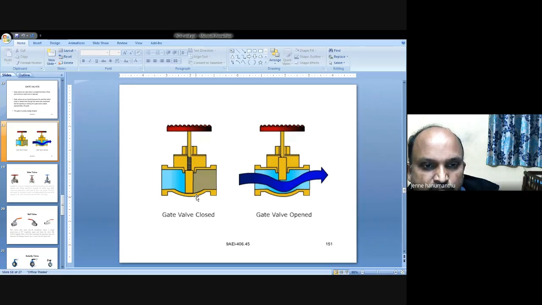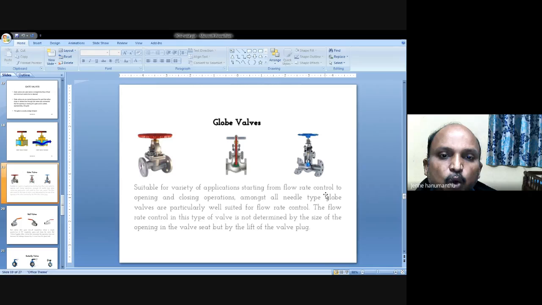When the gate valve is closed, there is no passage. If you open it, see the passage of water. Blue color refers to the passage, but no passage is available when the gate is closed. Observe the two diagrams. When the gate valve is closed, there exists no passage, but when the gate valve is open, there is a passage, shown in dark blue. And see, this is a globe valve, with different structures of the globe valve.